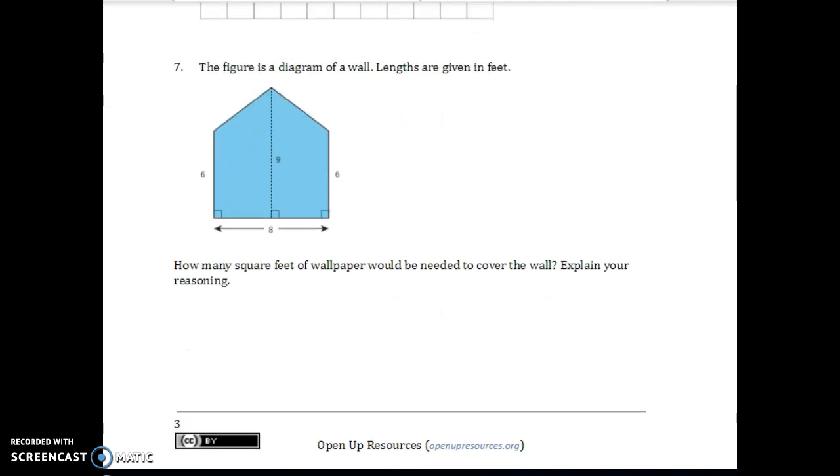Question 7. The figure is a diagram of a wall. Lengths are given in feet. How many square feet of wallpaper would be needed to cover the wall? Explain your reasoning.